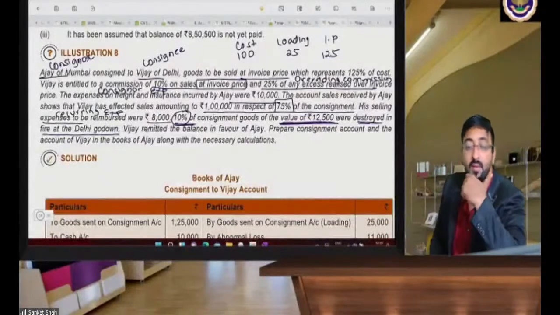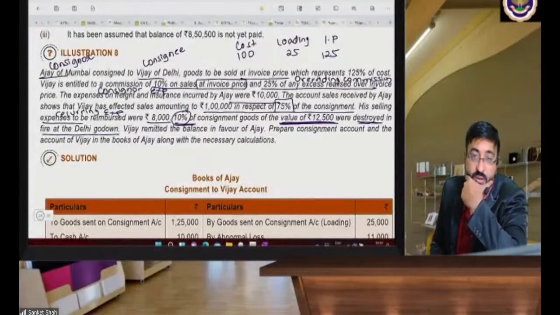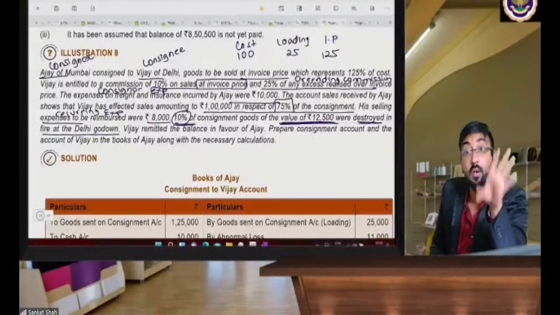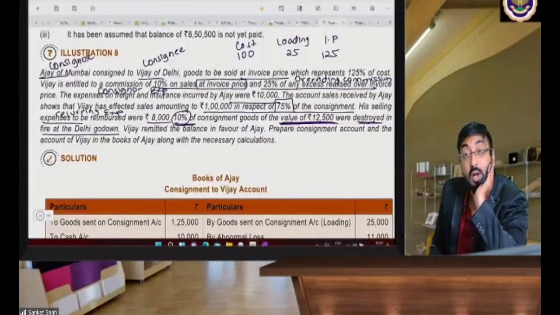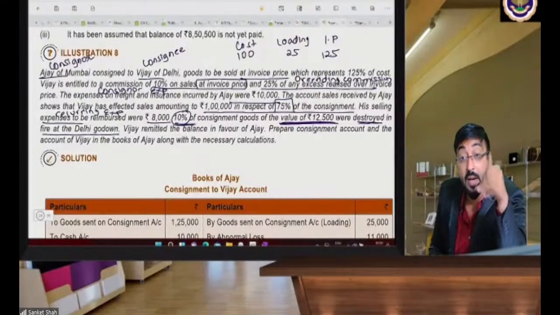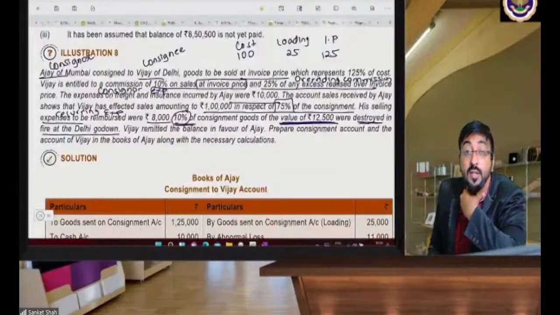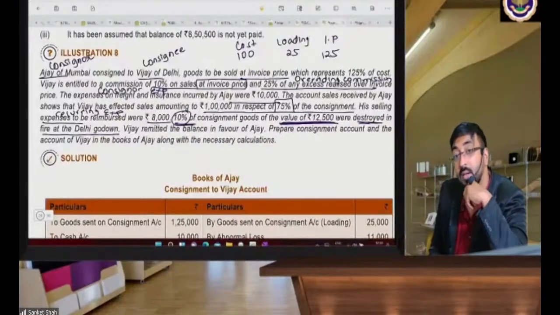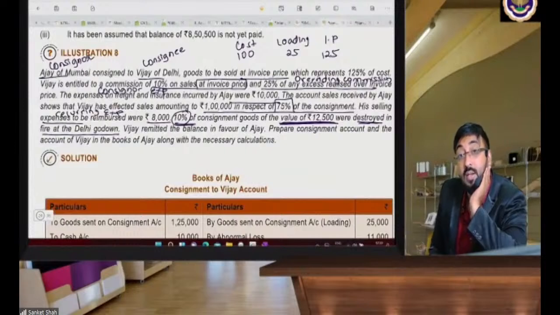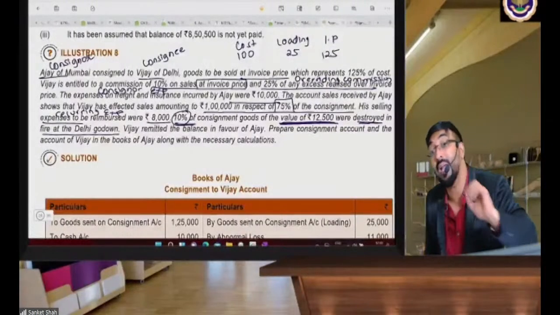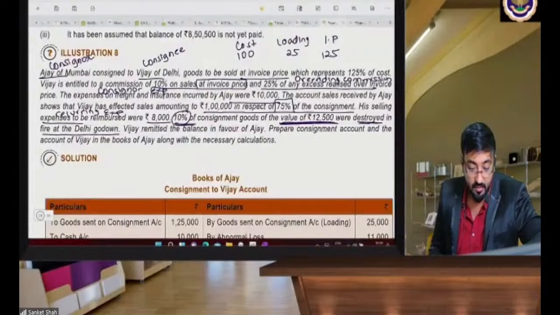See beta, what is important in this question? Goods sent on consignment amount is not given in the question. Understand, it is not at all given. So, sir, how to find out that goods sent on consignment value? Now, you only tell me how to find out the value. Chalo, let's see how many of you can answer it. Chalo, jaldi se.